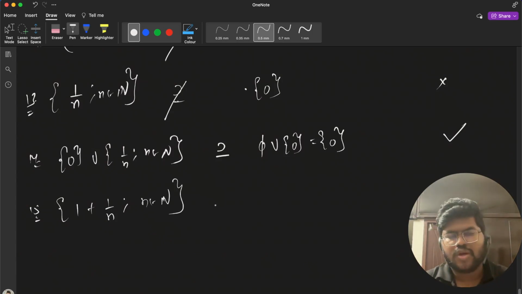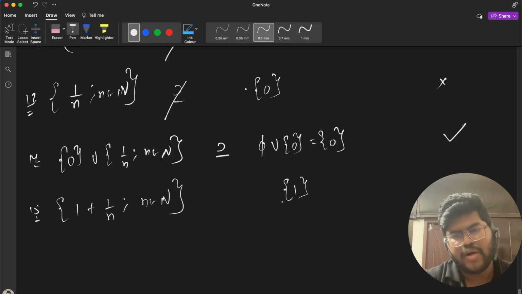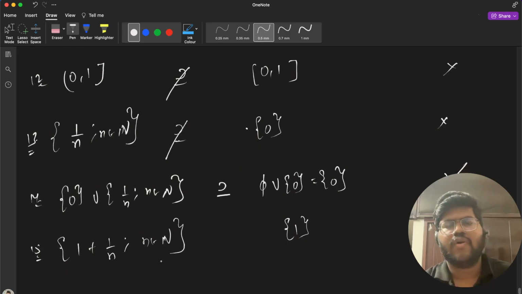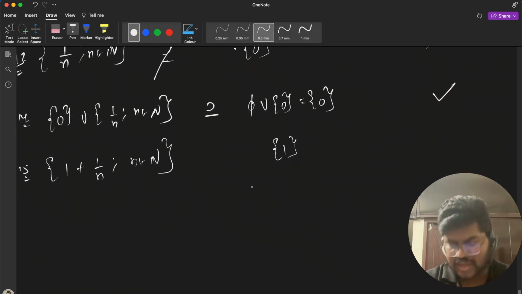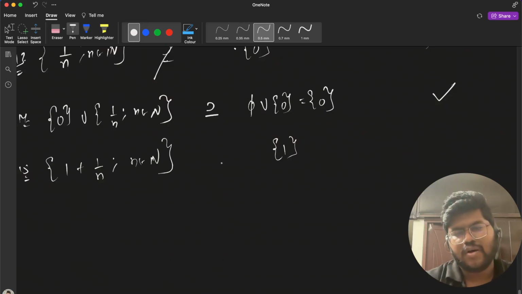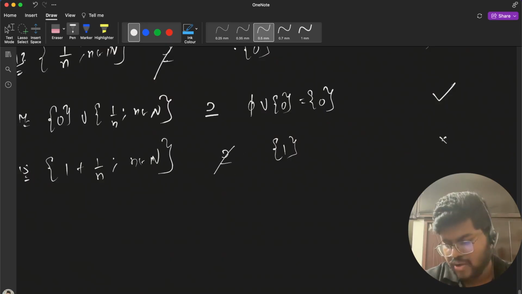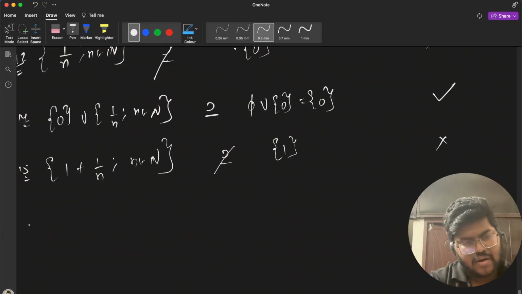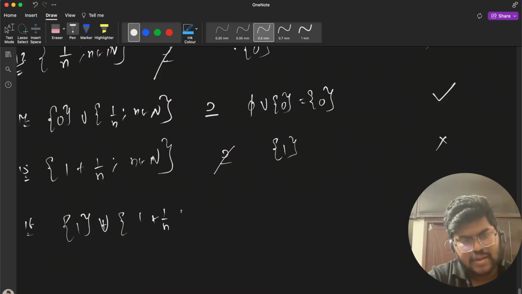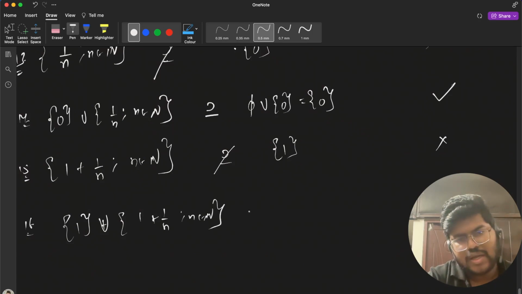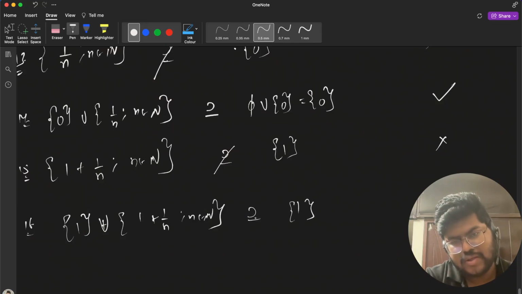Now the 15th number question: 1 plus 1/n. Here we can see that it has only the singleton limit point 1, right? So the singleton set {1} is not a subset of this set, so it is not a closed set, right? Now again I will apply the same idea: if I make the union of the set with the singleton {1}, then the limit point set is a subset, so it is a closed set, right?